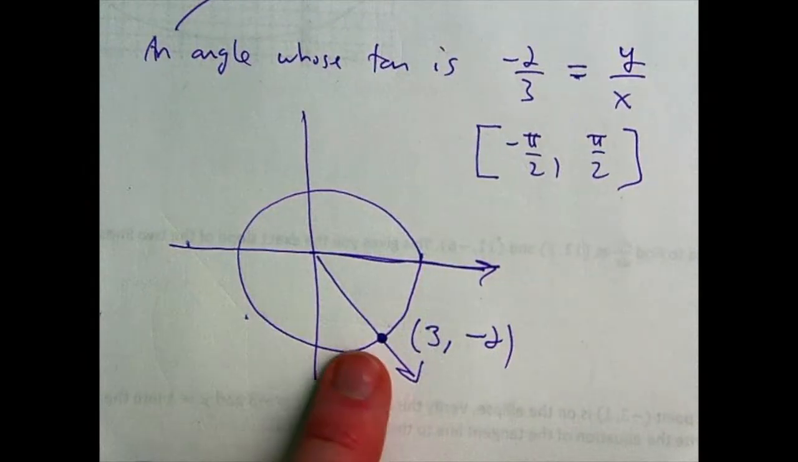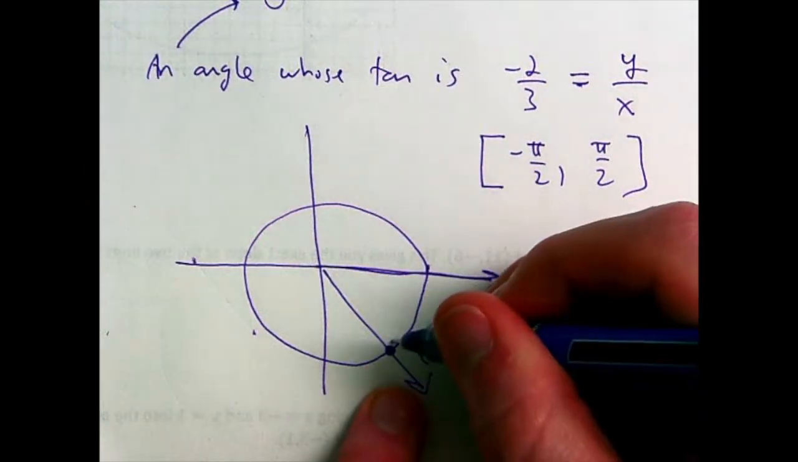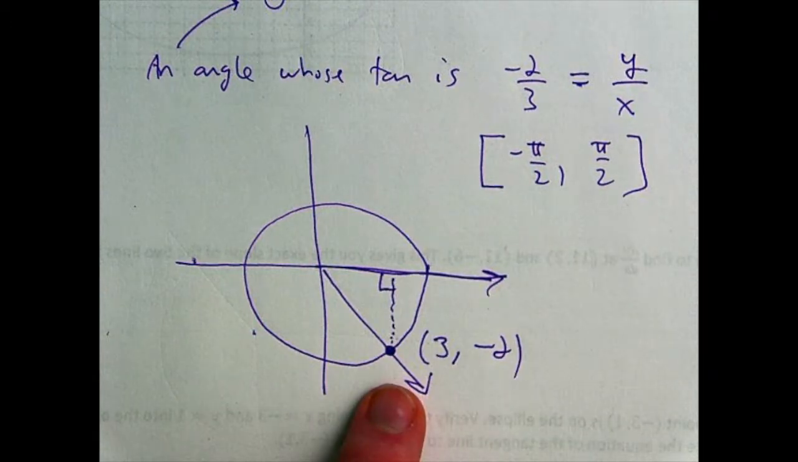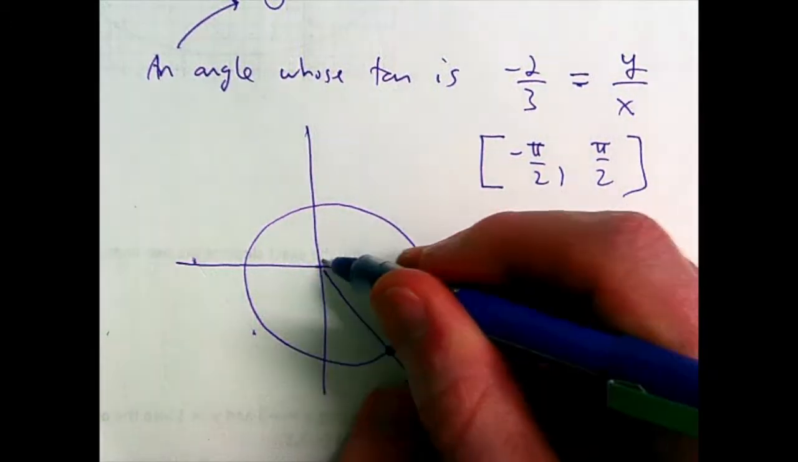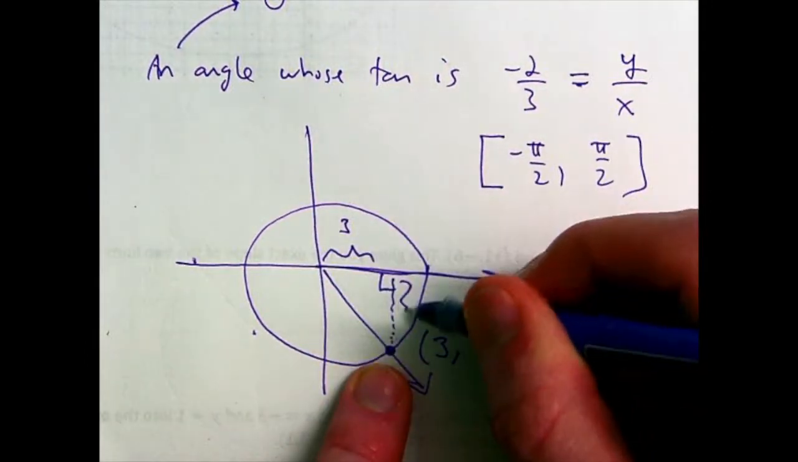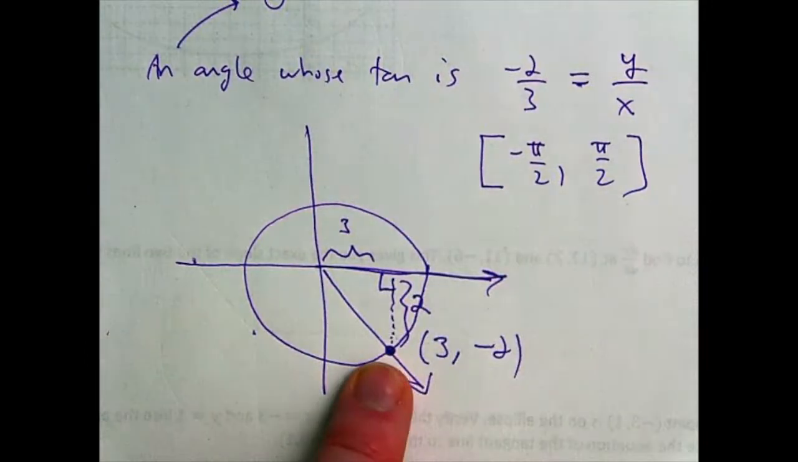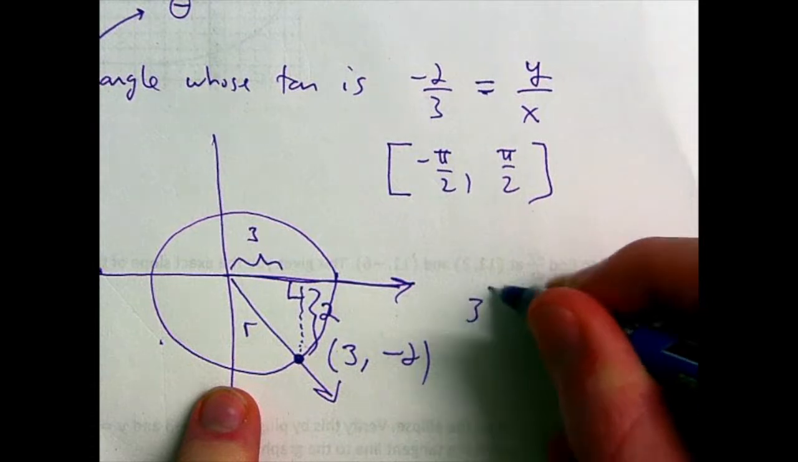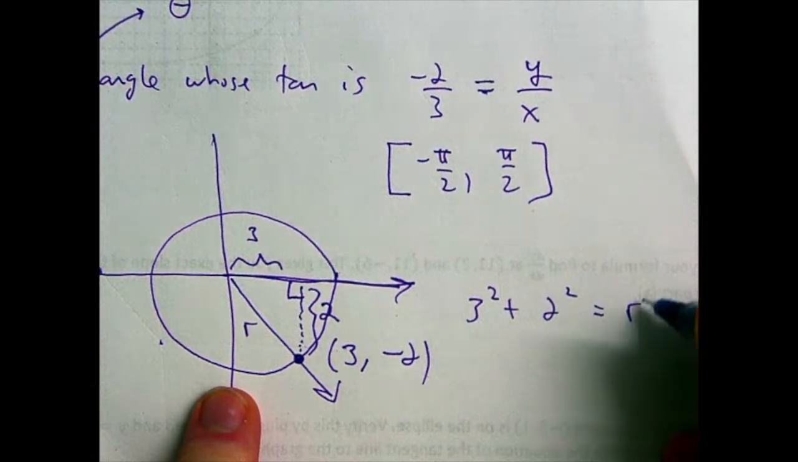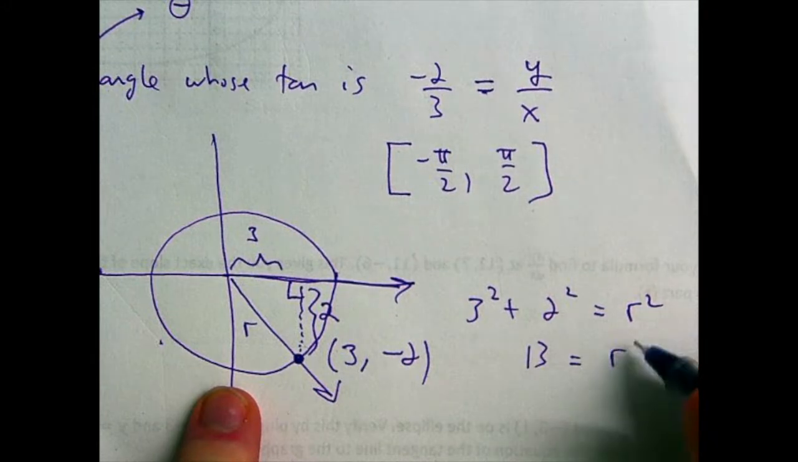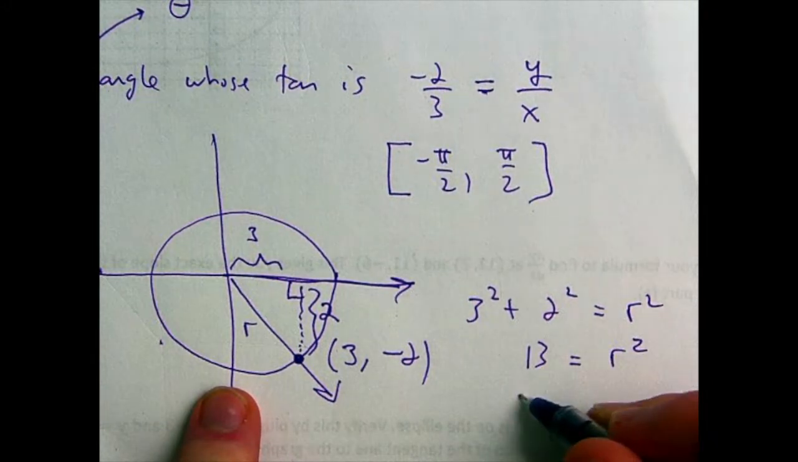Well, r is the radius of this circle, which we can, as usual, figure out by drawing a right triangle and using the Pythagorean theorem. The length of this side is 3, because that's the x-coordinate of this point. The length of that side of the triangle is 2. And this side here would be r. So 3 squared plus 2 squared is equal to r squared. That's 9 plus 4 is 13, so r squared is equal to 13, so r is root 13.